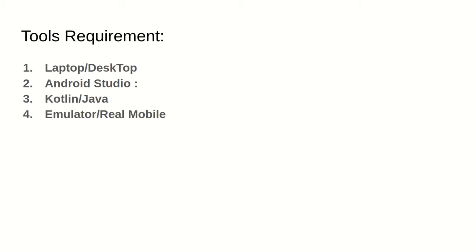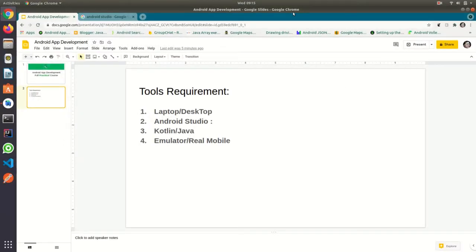First of all, you should have a laptop or desktop. Then the second and most important thing is Android Studio. Then you should have knowledge of Kotlin or Java, and then you should have a real device or an emulator, which is a default thing in Android Studio. So let's start with how to download Android Studio first.